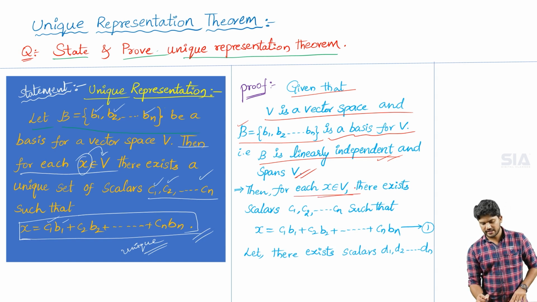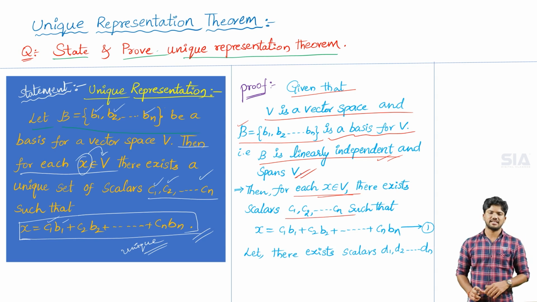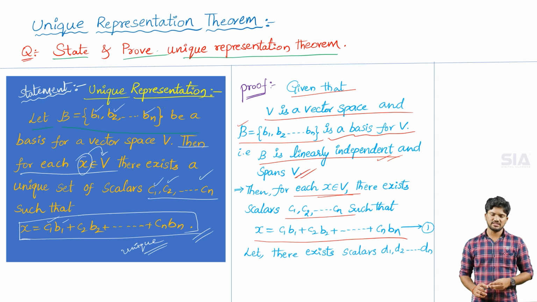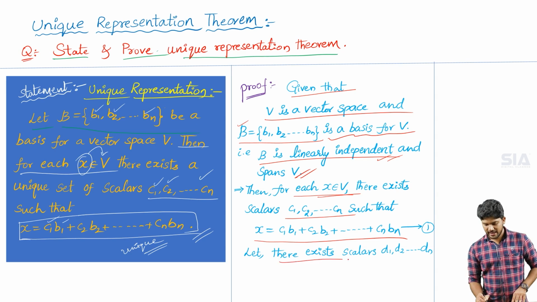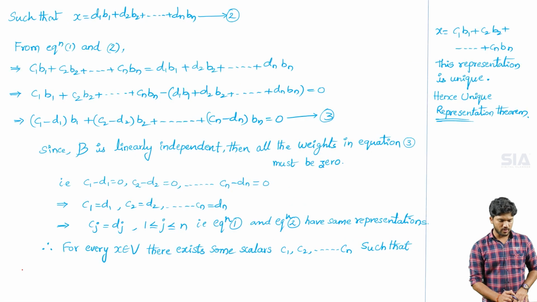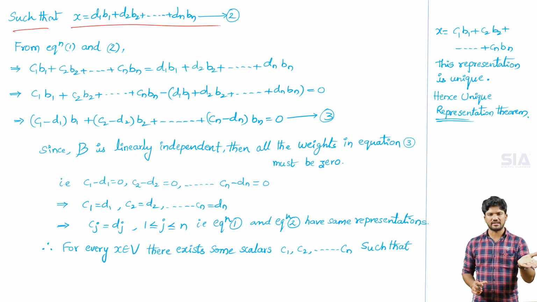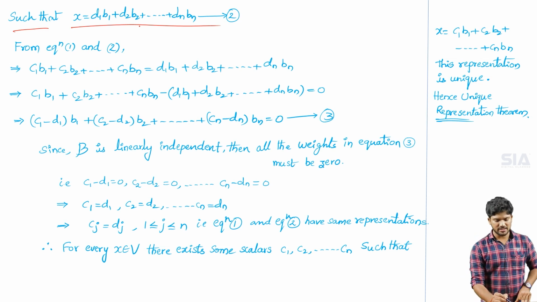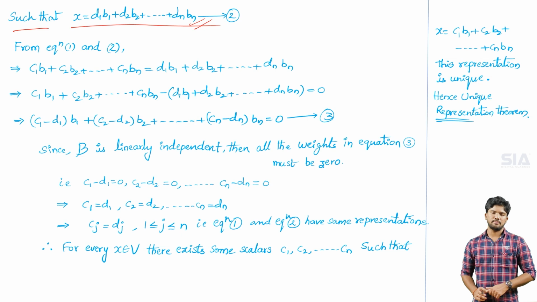Then for each vector x belonging to capital V, there exist scalars c1, c2, up to cn such that we can write x equals c1 b1 plus c2 b2 up to cn bn, which is taken as equation number 1. Now let there exist scalars d1, d2, up to dn such that we can write the same vector in another representation, that is, x equals d1 b1 plus d2 b2 plus up to dn bn.